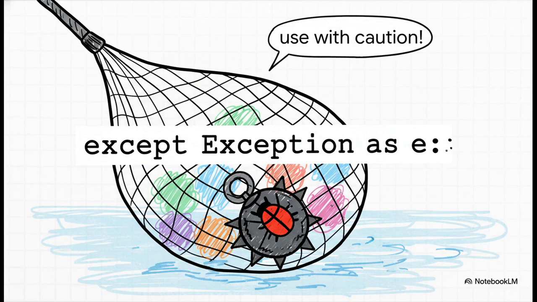Now, you can also just throw out a giant catch-all net. The general Exception will catch almost any error that comes its way. This is pretty handy for logging errors you didn't expect, like we're doing here with that little variable e. But, and this is a big but, you have to use this with caution. If you use it too much, it can actually hide bugs and make your code fail silently when it should be telling you something's wrong.